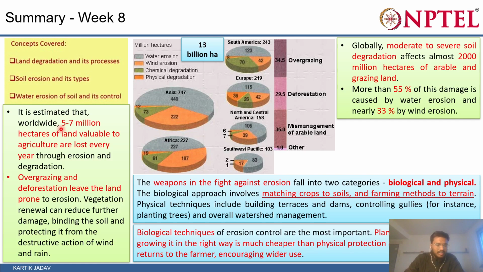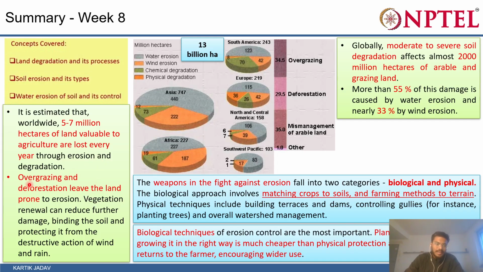So considering this, it is estimated that worldwide a total of 5 to 7 million hectares of land suitable for agriculture are lost every year through erosion and degradation. And in most cases the fundamental reason is overgrazing and deforestation that generally are prone to irrigation.